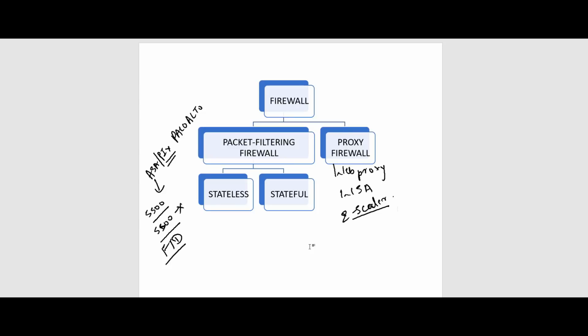Coming to the types of packet filtering firewall, there are two types of packet filtering firewall. One is stateless and the other one is stateful. And a lot of people ask the difference between stateless and stateful firewall. A stateless firewall in basic terms is just a router who's performing packet filtering based on ACLs that we have defined.